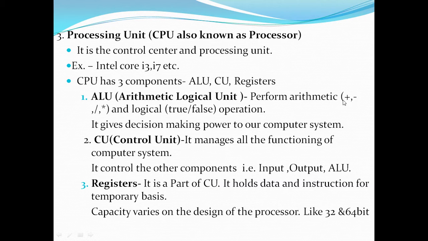Arithmetical operations mean plus, minus, divide, multiply. These are arithmetic operations. And what are the logical operations? Like true, false, on, off. These are the logical operations where some logic is there. See, every single condition has two outputs. Either it will be true or it will be false. And these are the logical operations. And it gives decision making power to the computer system.